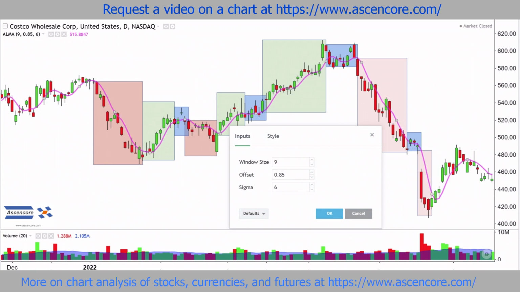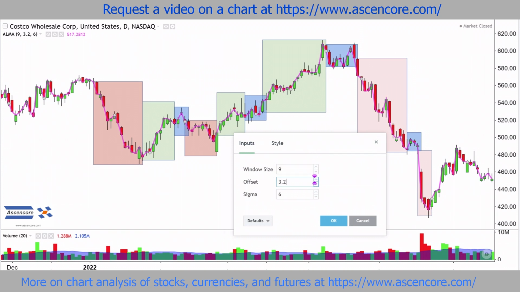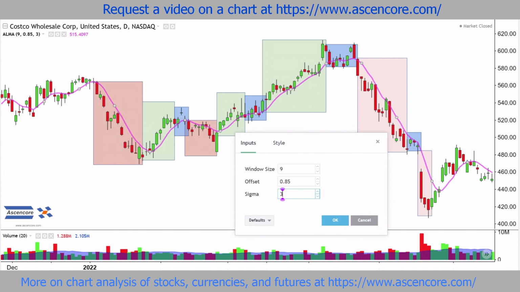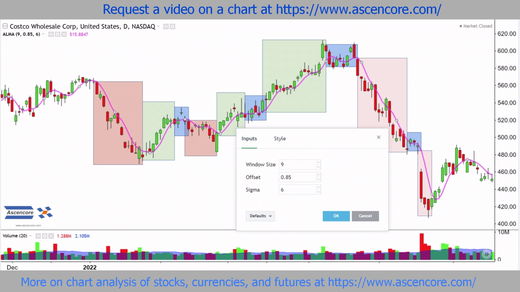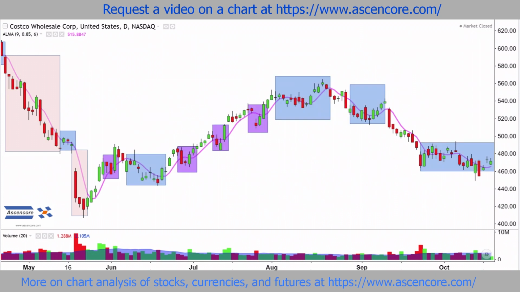60. Usually there will be little to no alteration for the offset setting, which can affect the smoothness of the ALMA and how closely it tracks price. Sigma will also usually have little to no change, because the effect on the ALMA, especially its smoothness, is usually not impactful. Make some alterations to the settings and experiment.